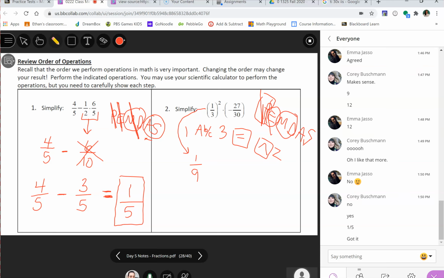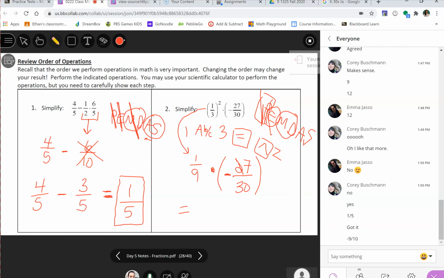Now you just have to multiply, right? So then on your calculator, make sure you do the negative button, not subtraction. Negative button, 27 fraction 30. Don't do decimals or my math app will count it wrong. So type that in your calculator and let's see what you get. Ooh, wait, did that come out to be negative 1/10? Oh, I might have gotten it wrong.